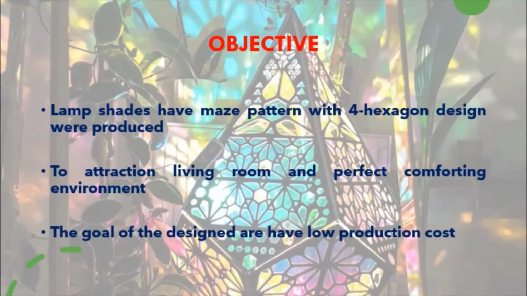The objectives for our lampshade are: first, a lampshade with a mesh pattern and 4 hexagon design is produced. Second, the mesh pattern product produced is attractive for a living room and perfect for creating a soft and comforting environment that is needed these days. And the last, the goal of the design is to have low production cost, but at the same time, it still has quality and good appearance. That's all.